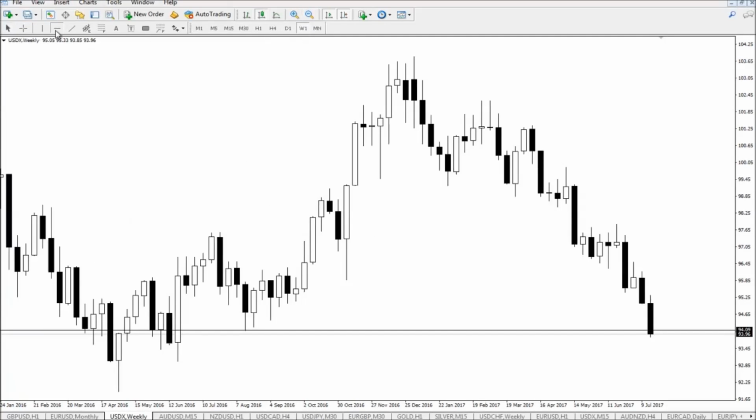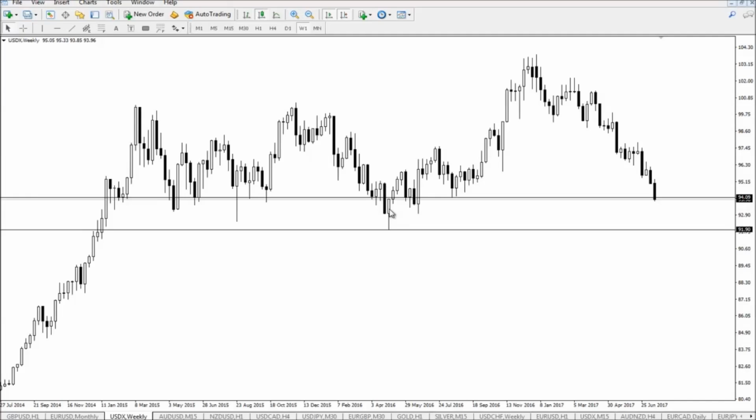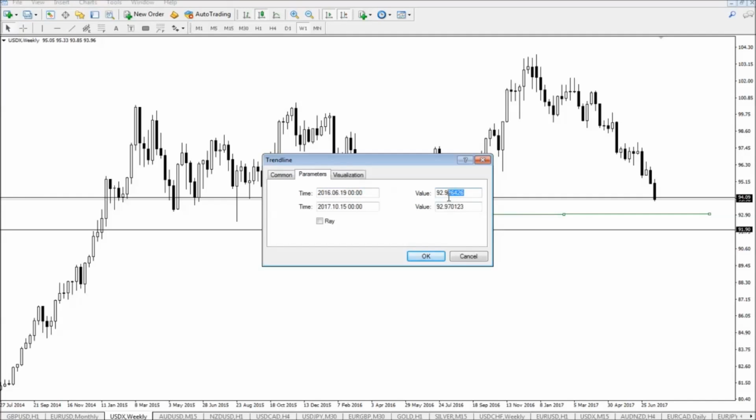The next objective was the end of this range consolidation, where the stops will be resting here at 91.90. Let me just make sure that's 91.90. Yep. And then we've got this low here as well. So if I draw at this low, 92.99.